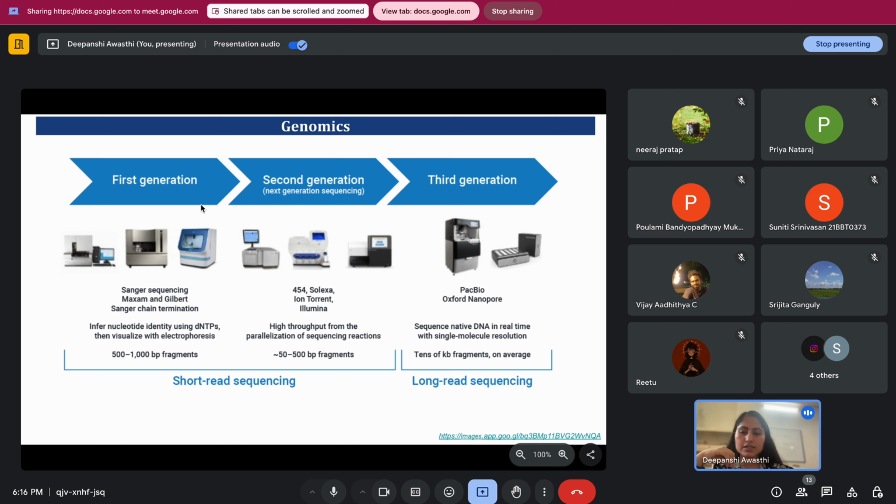So let's begin with the first generation sequencing. This involves Sanger sequencing, Maxam-Gilbert, Sanger chain termination sequencing. These primitive sequencing techniques could only sequence smaller fragments, from 500 to 1000 base pair fragments. Whereas if we move to second generation sequencing, which involves 454, which is pyrosequencing, Solexa, Ion Torrent, and Illumina, they are high throughput sequencing methods which could sequence 50 to 500 base pair fragments, and the accuracy has improved in Illumina sequencing as compared to the Sanger method.